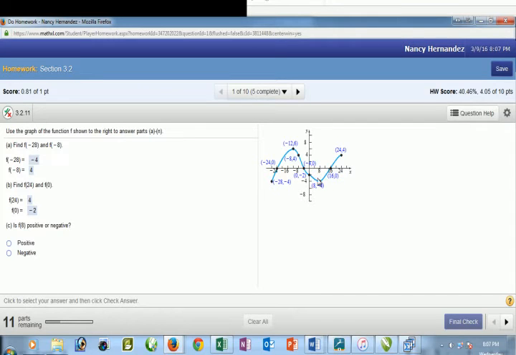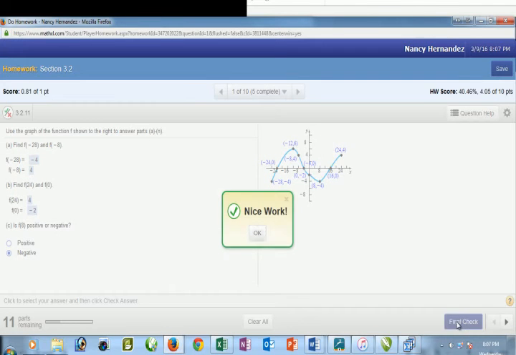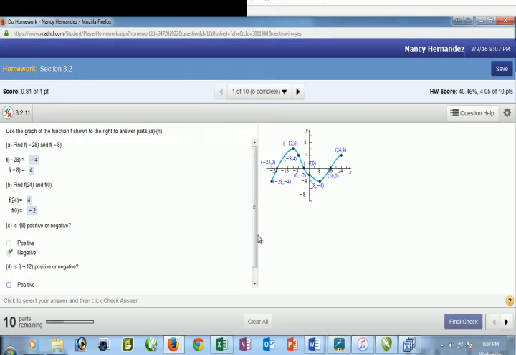F of 8, positive or negative? Go find your 8. What is your y value? -4. How do we know it's a y value? Because this is x and y. So that's my negative value. Final check. Woohoo. Cooking with grease.